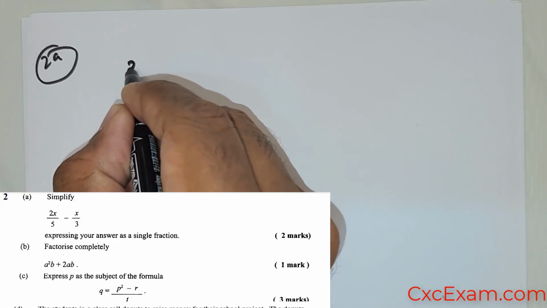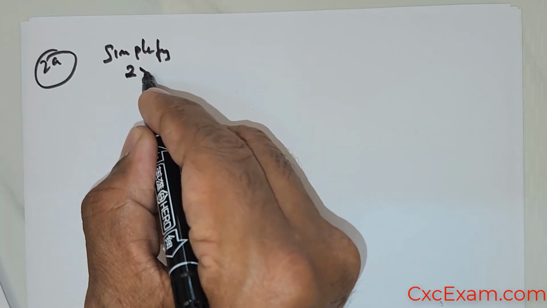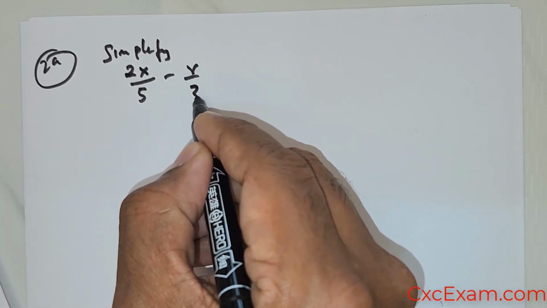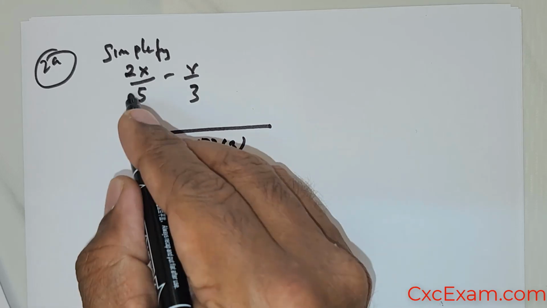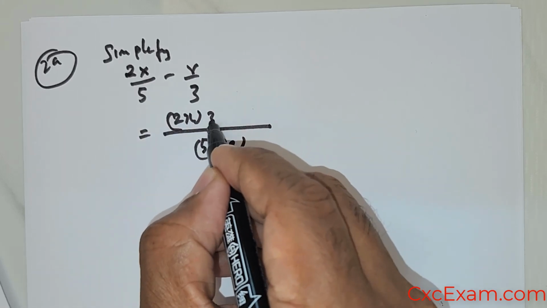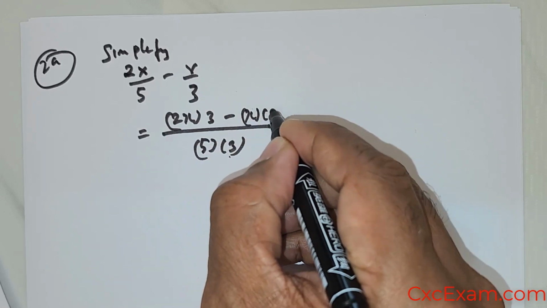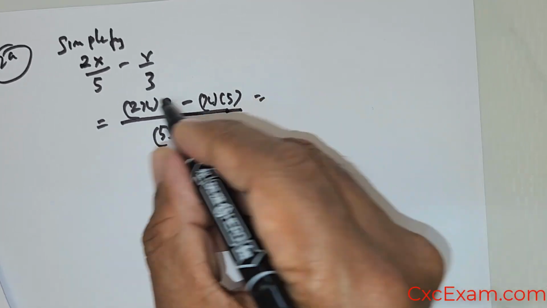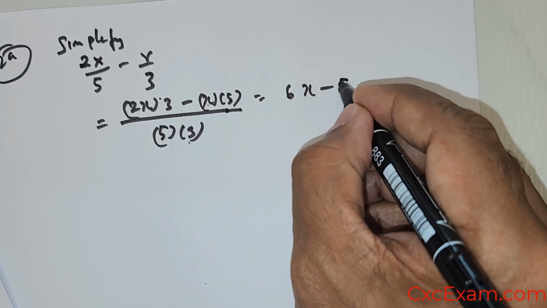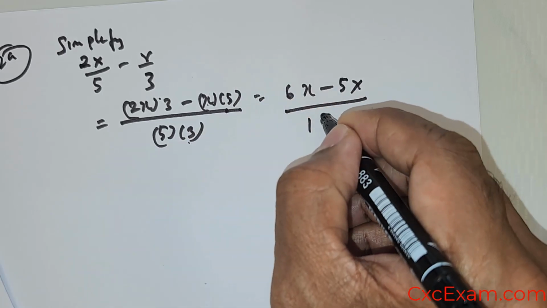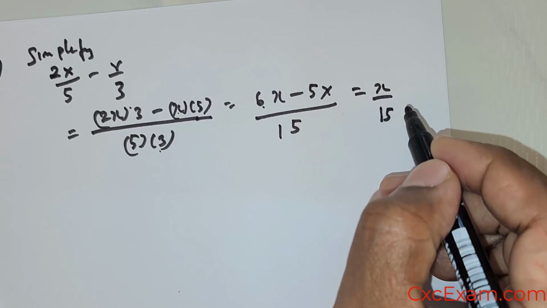This is question 2a. We are asked to simplify 2x over 5 minus x over 3. So first, what you have to do is take the LCM of 5 and 3. 5 divides 5, you have 3 left, so 2x multiplied with 3, sign is negative, 3 divides 3, so 5 is left, x multiplied with 5. So 2 times 3 is 6, you have an x there, and 5 times x will give you 5x, divided by 3 times 5 is 15. So 6x minus 5x will give you x over 15.